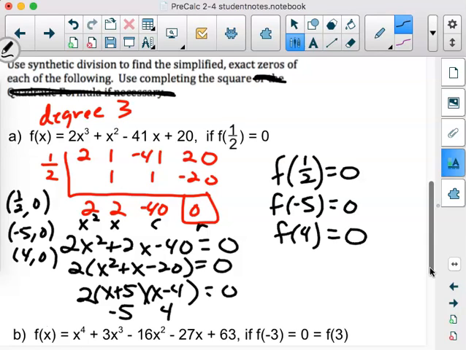And it's kind of an inventory at the end. Did I find everything I was supposed to find? It was degree 3, should have 3 zeros. Bam. There, I've got them all. And you have them somewhere that it's very easy to see, oh, look, there's all their answers.